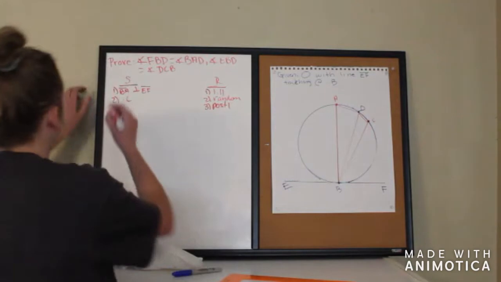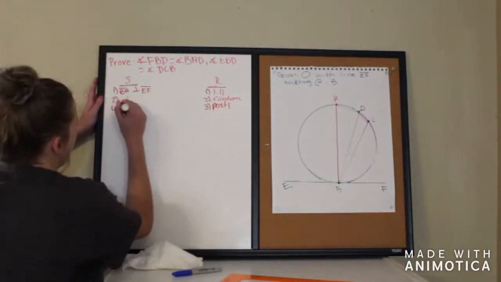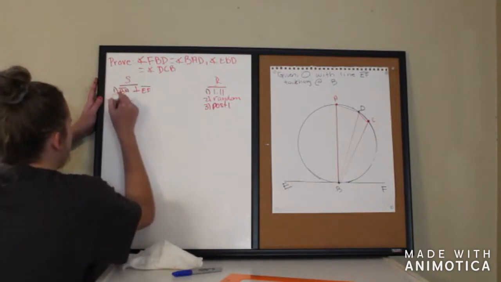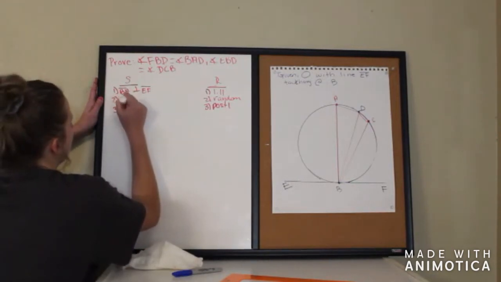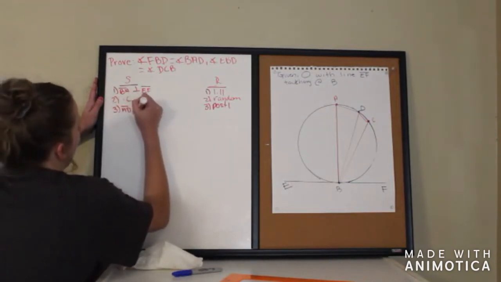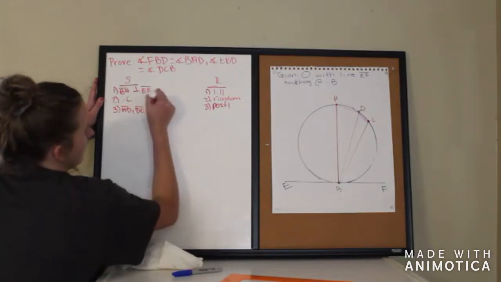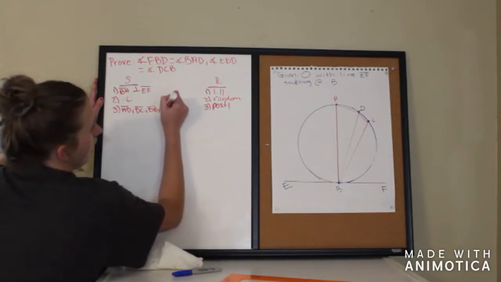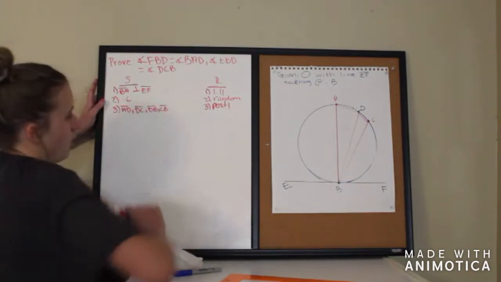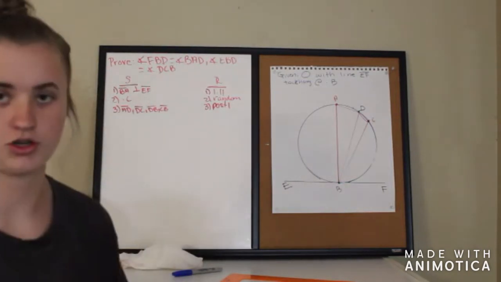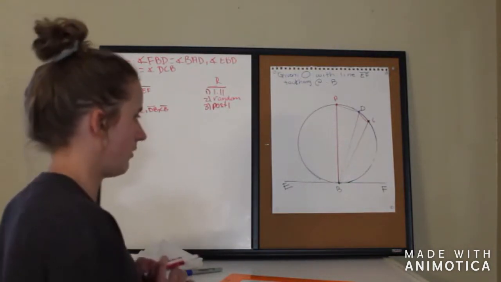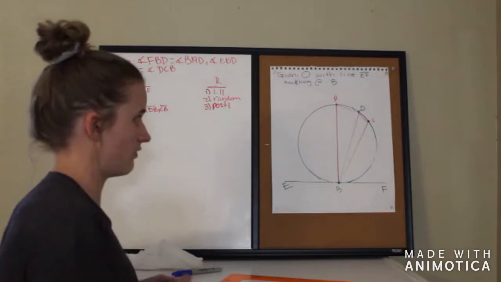So from that we get line AD, line DC, line DB, and line CB. And that concludes the construction. After we do that, we're going to prove that line AB is the diameter of the circle.